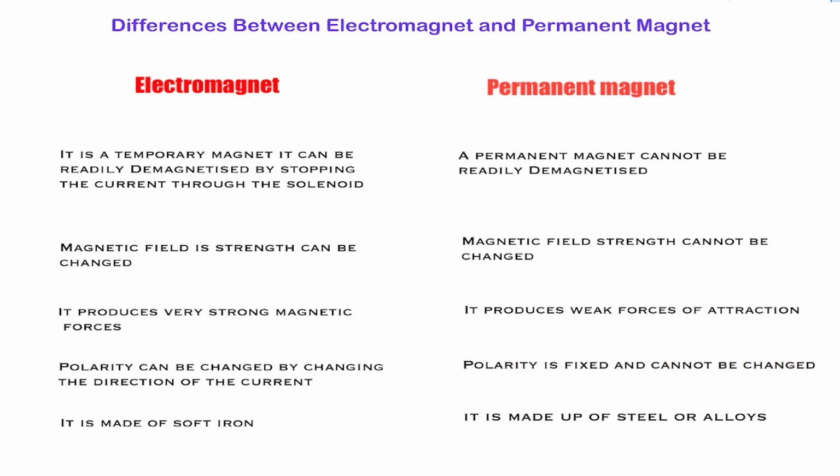How are these electromagnets prepared? It is made up of soft iron, whereas the permanent magnets are made up of steel or alloys.